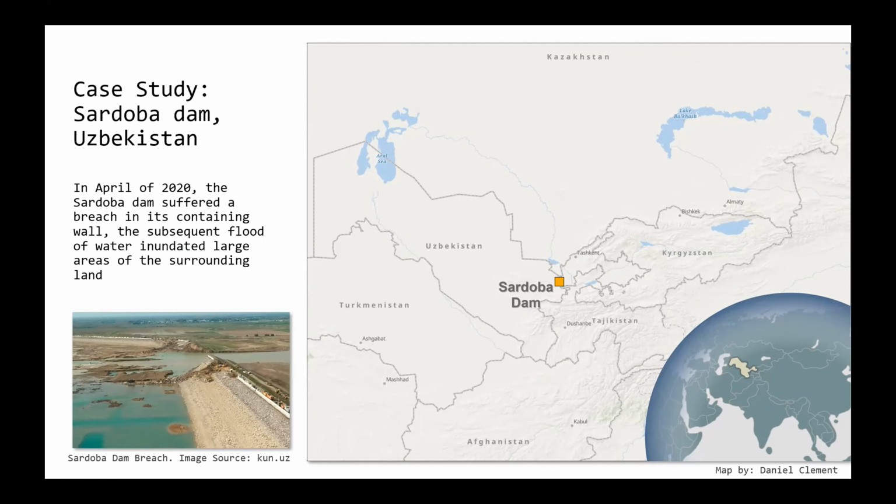As you can see in the bottom left, that's the breach in the actual wall where the reservoir flooded out into the land around the reservoir. And you can see in the reference map here that it's very near Kazakhstan, but still in Uzbekistan. Areas of Kazakhstan were actually flooded as well from this event.